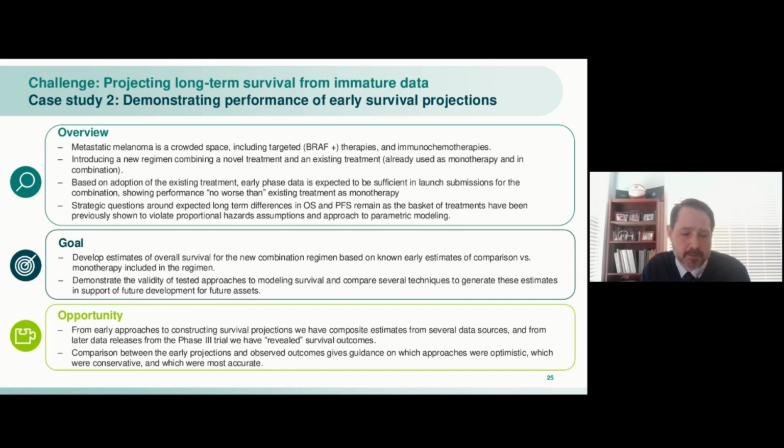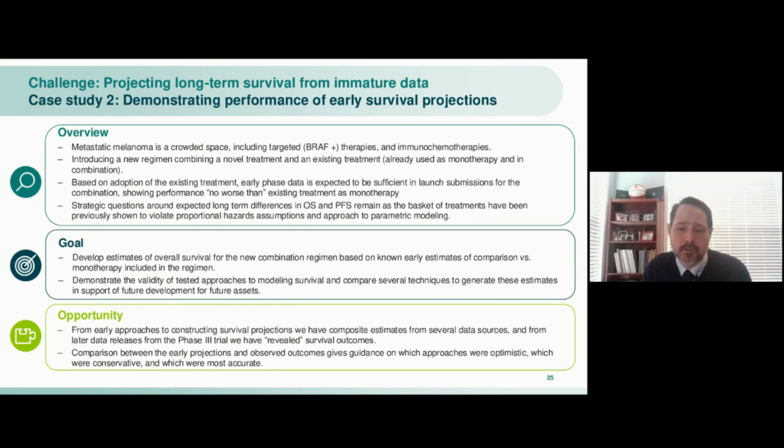And the sponsor had questions about what early results from the phase 3 study indicated for potential future opportunity in comparison to the existing monotherapy, as well as other competing treatments that they didn't have included in their clinical trials. The goal was really about quantifying the uncertainty around initial projections for overall survival outcomes. In this case, it was another phase 3 study with first data release of progression-free survival and objective response categorization, omitting overall survival from the first analysis.